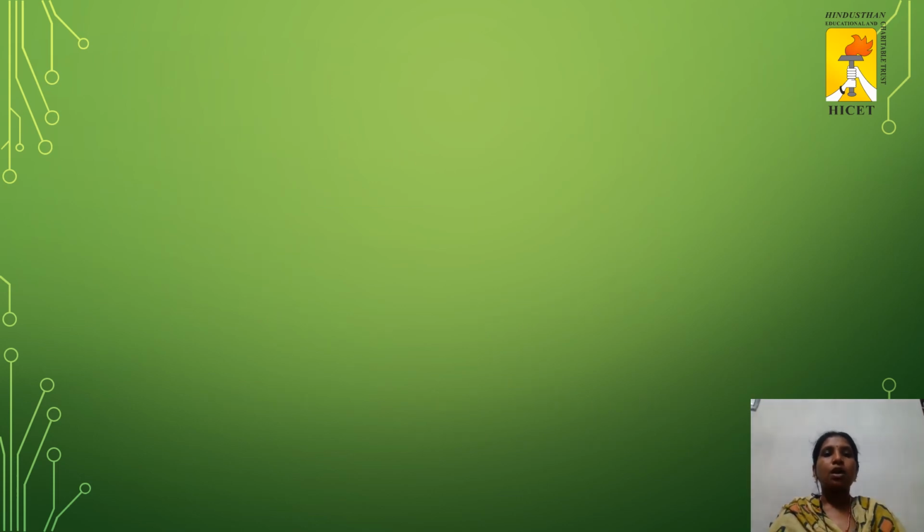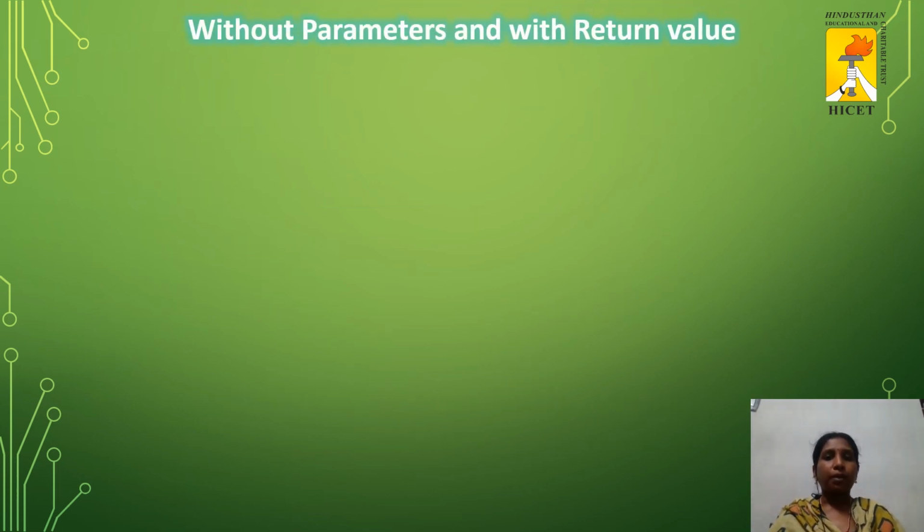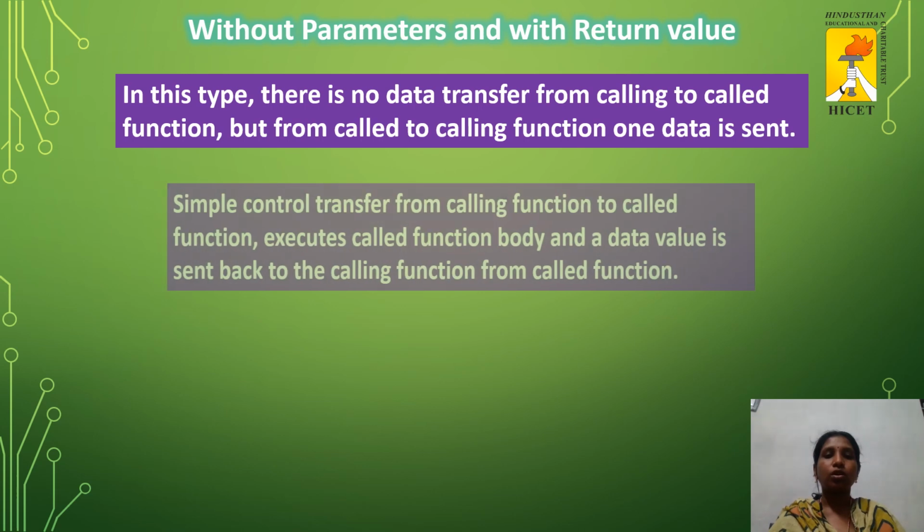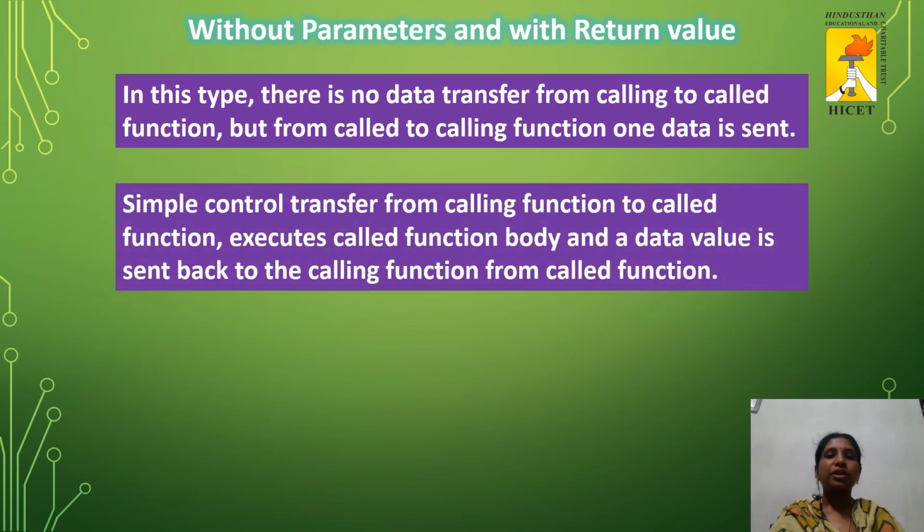Next type is function without parameter and with return value. So here there is no data transfer from calling function to called function, but some value is returned back from called function to calling function. Here simple control transfer from calling function to called function will be carried out.